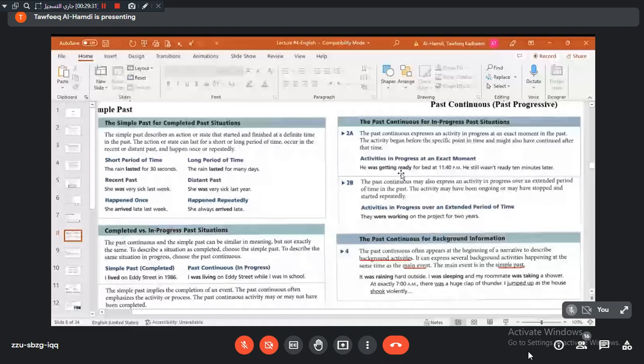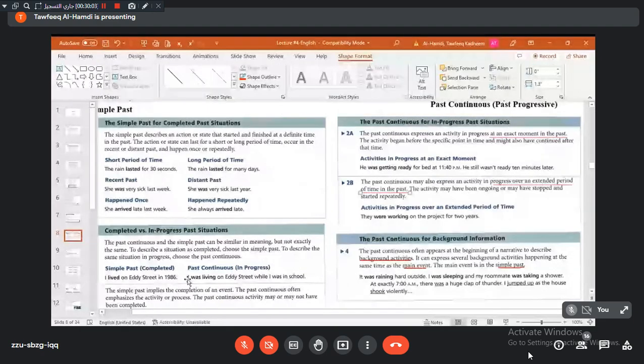The following two examples can show me the difference between using the simple past and the past continuous. I lived on Eddy Street in 1986. It's talking about a completed situation in the past. On the other hand, I can say, for example, I was living on Eddy Street while I was in school. So it's also in the past, but the situation is still in progress. So I can use the past continuous.